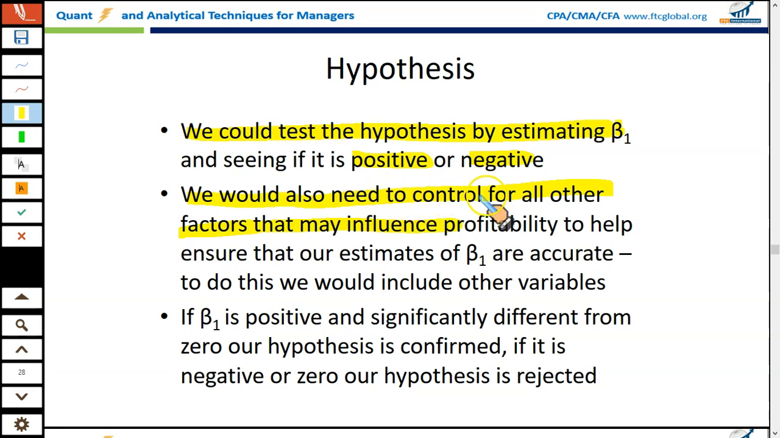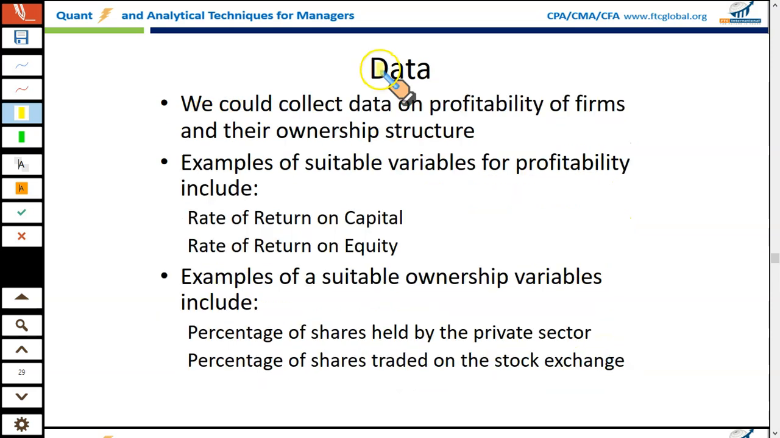Right? So we would also need to control all other factors that may influence profitability to help ensure that our estimates of beta 1 are accurate. To do this, we would include other variables. So if beta 1 is positive and significantly different from 0, our hypothesis is confirmed. What is the hypothesis? That business ownership type influences business performance. A private sector business entrepreneur is more likely to run the business more efficiently and make it more profitable, and it will be very profitable in the hands of a private individual, right? And if it is negative or 0, our hypothesis is rejected. So this is what we can do.